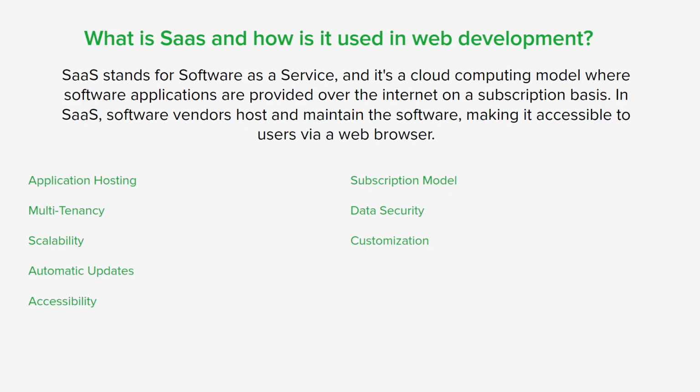Some SaaS applications offer customization options, allowing users to tailor the software to their specific needs. Web developers may create features that enable the customization. SaaS applications often include built-in analytics and reporting tools, helping users gather insights from their data. And lastly, many SaaS applications are designed for collaboration, allowing multiple users to work together on projects, share data, and communicate within the platform.